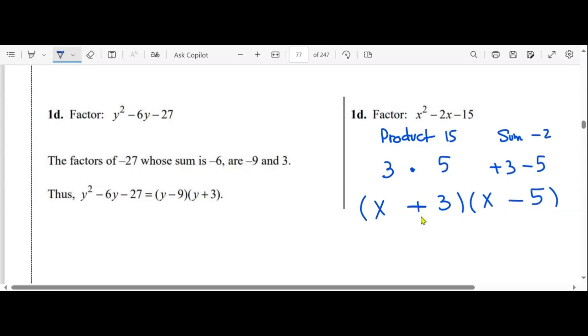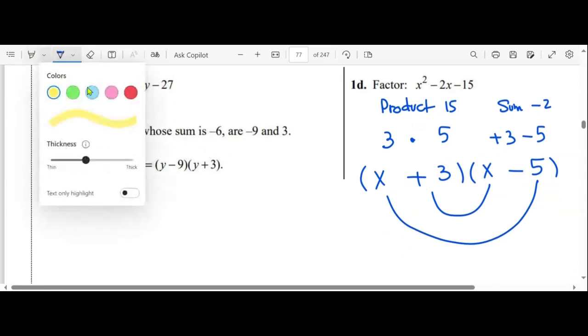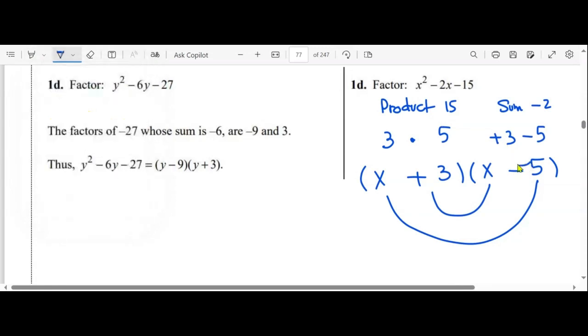To check your answer, what do you do? 3x. Negative 3x plus... Make sure that you understand that negative 5 times positive 3 gives you what? Negative 15. Next.